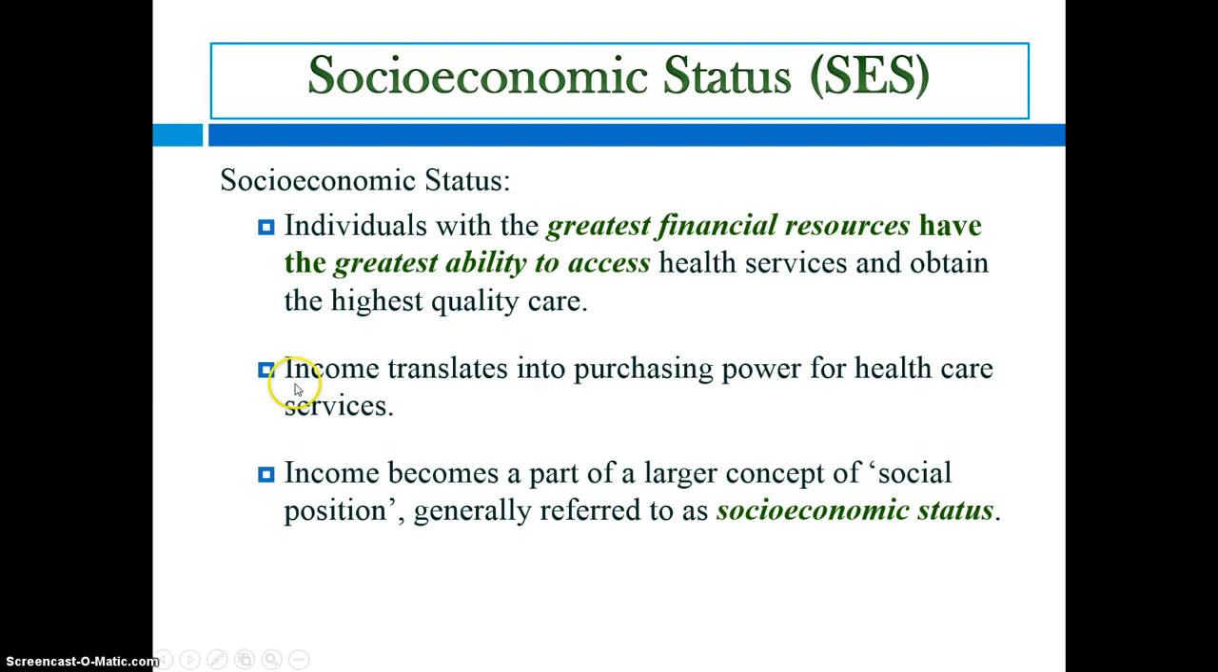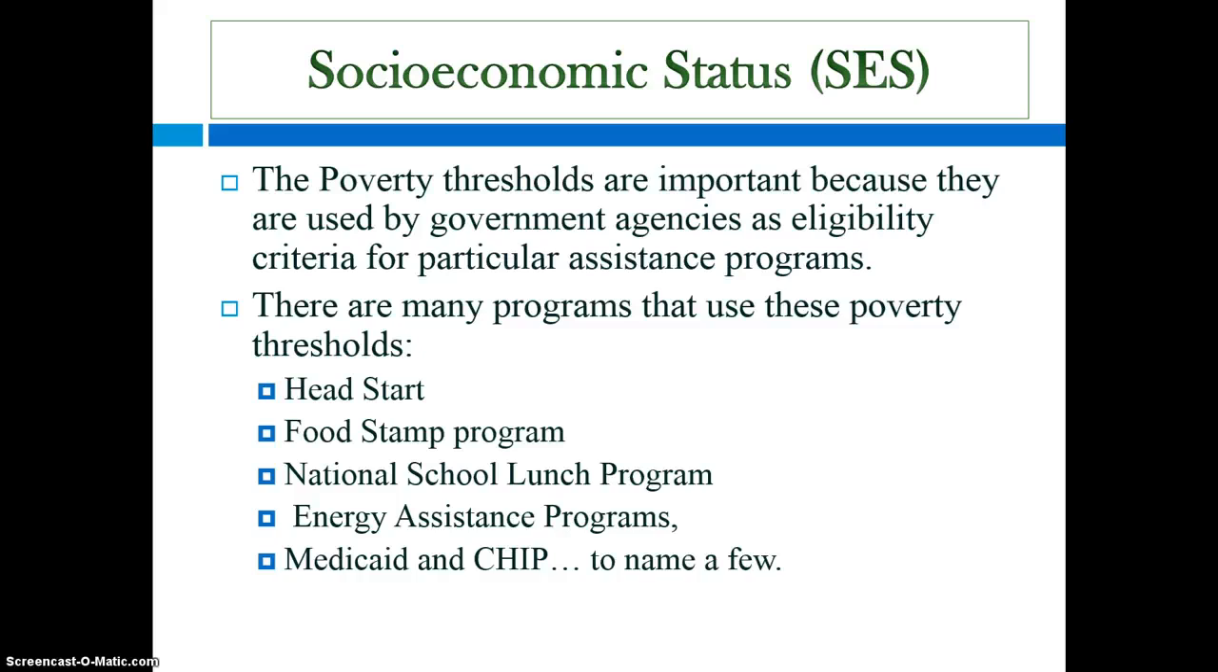Also, we know that income translates into purchasing power, not just what can you do as far as buying a home or buying a car or putting your own children or yourself through school, but with healthcare as well. This income becomes a part of a larger concept of social position. Understanding poverty thresholds are also important. These thresholds are used by the government or government agencies to determine who is eligible for different assistance programs.